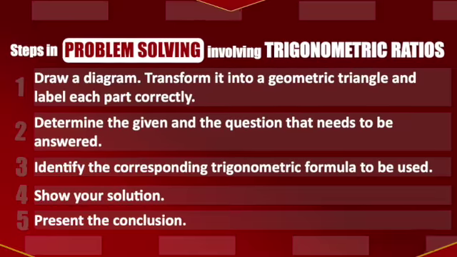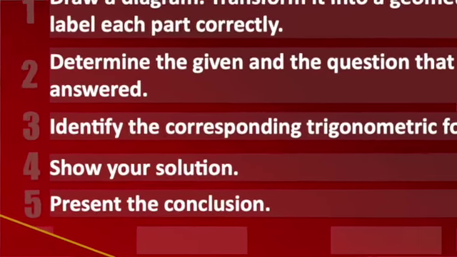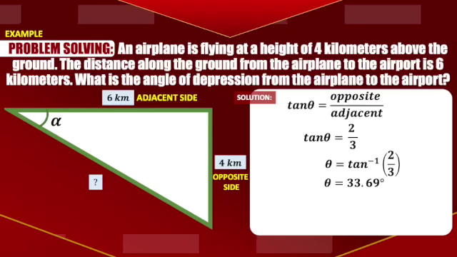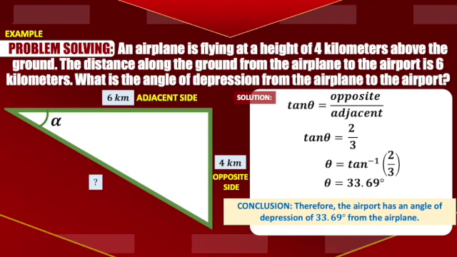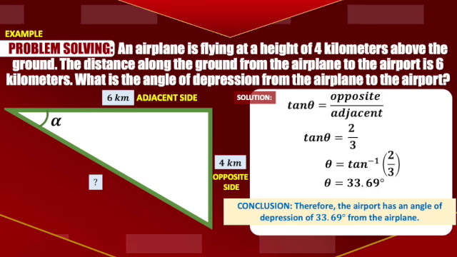And last one, ito yung step 5, yung pinaka-importante rin. According to step 5, we have to present the conclusion. So, paano ba to? So, ano na ba naging conclusion? Actually, ilalagay lang natin as our final answer in a sentence format. So, our conclusion here will be, therefore, the airport has an angle of depression of 33.69 degrees from the airplane. So, there you have it. It's actually a final answer which is in a sentence format. So, ganun na naman siya kadali.